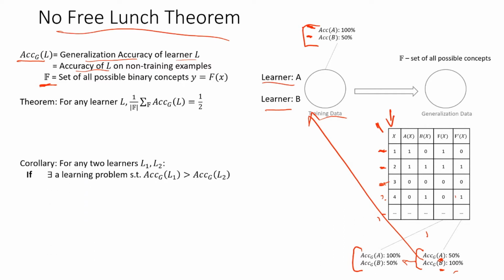And so that's the sense of there's no free lunch. And this corollary will drive it home a little bit more: for any two learners, L1 and L2, if there exists a learning problem where learner 1 gets a higher generalization accuracy than learner 2 does, then there also exists a learning problem where learner 1 has a lower generalization accuracy than learner 2.